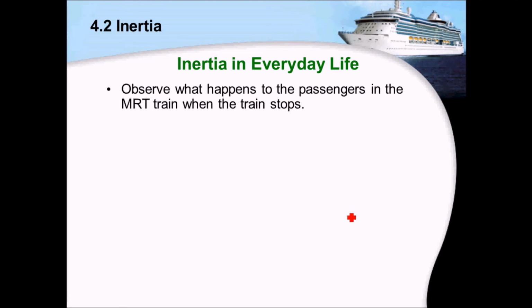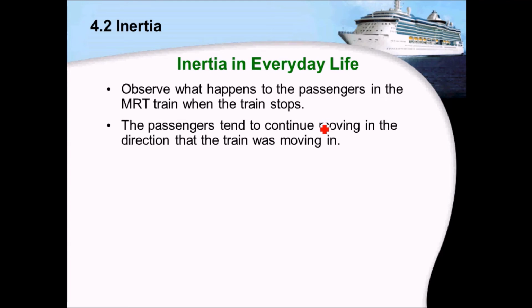Let's say you are in an MRT train, and when the train stops suddenly, you will observe that the passengers tend to move forward in the direction that the train was originally moving. It means that the passengers still want to move forward while the train has already stopped. Okay, this is due to inertia. It's the same way for buses. When the bus or the car jams brake, you as a person in the car or the bus will tend to still move forward, due to your tendency to continue in your state of motion.